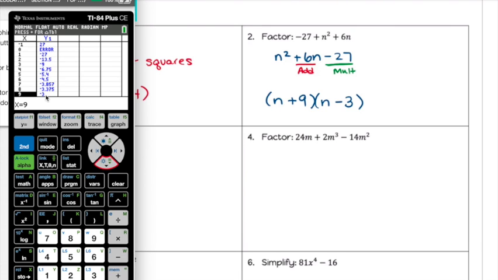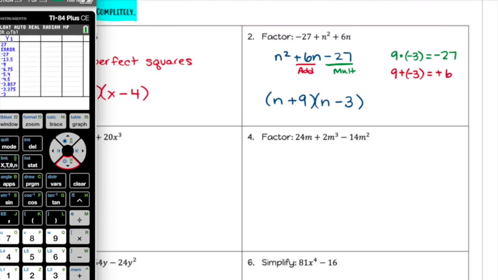You must always make sure that the two numbers you're choosing multiply to negative 27, which is the last term. And those same two numbers, when you add them, add up to a positive 6. So kind of doing a quick check on the side, but if I'm using my calculator, that is what I am doing anyway. So this is our basic trinomial factoring.